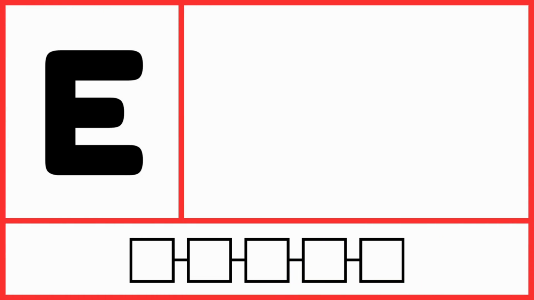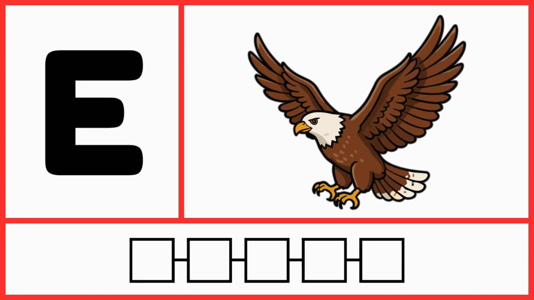E. E is for eagle. Let's spell it. E, A, G, L, E. E is for eagle.